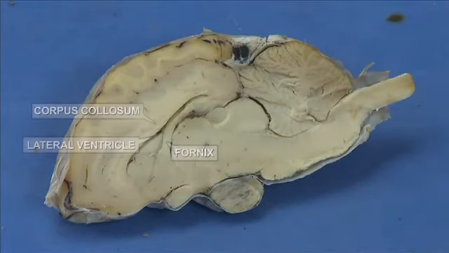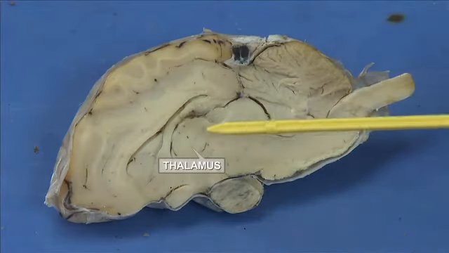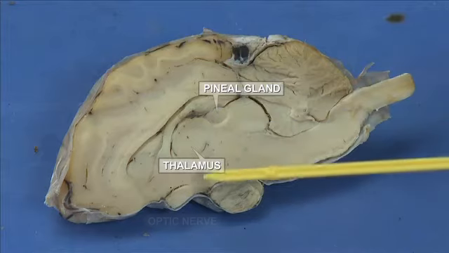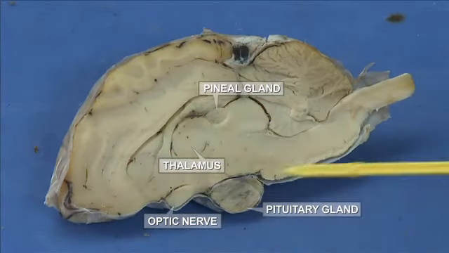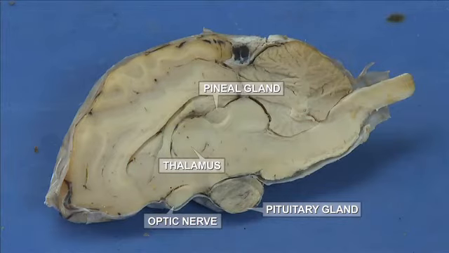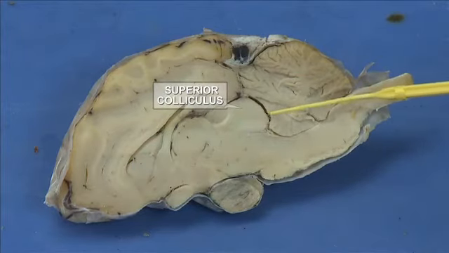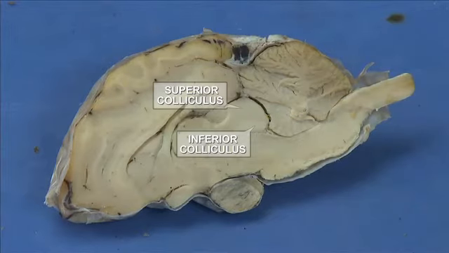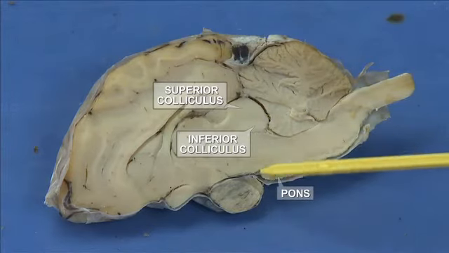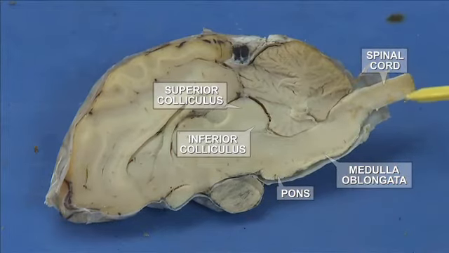Posterior to these structures, we can observe the thalamus, pineal gland, optic nerve, pituitary. Posterior to these structures are some structures of the midbrain, such as the superior colliculi and inferior colliculi, which are not very visible here. The next structure is the pons, medulla oblongata, and this is the spinal cord.